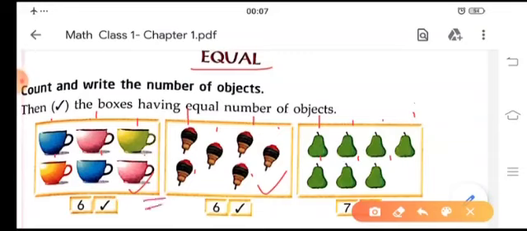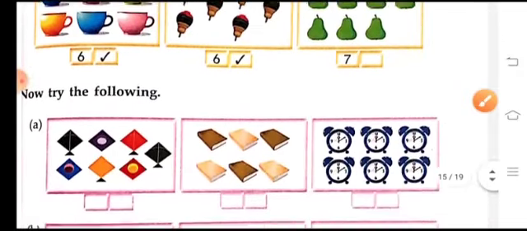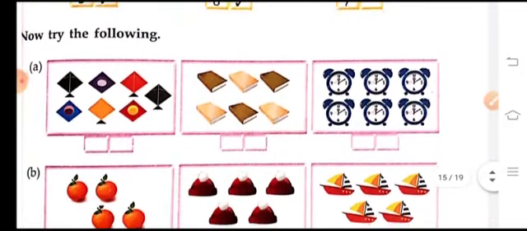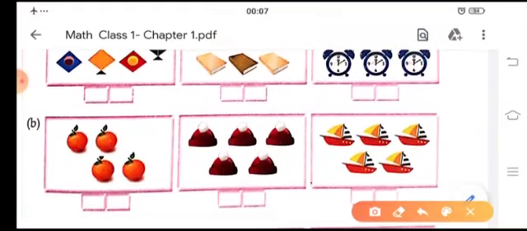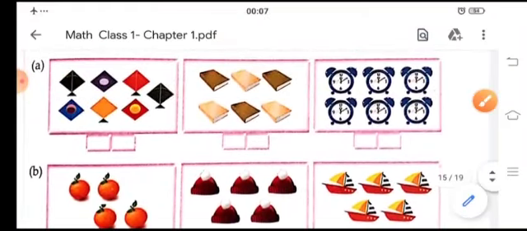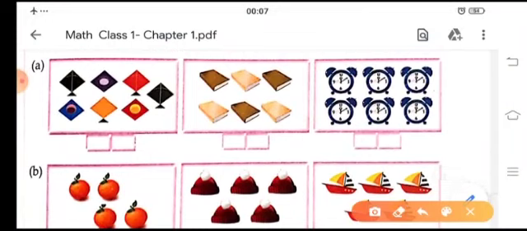Okay, children? Let's move to another one. So do this exercise in your copy. Let me explain one more example. Okay. Now count the kites, children. 1, 2, 3, 4, 5, 6, 7. Okay, so write here 7. Okay, then count again. Books 1, 2, 3, 4, 5, 6. So how many books are here? 6. Now count the watches.